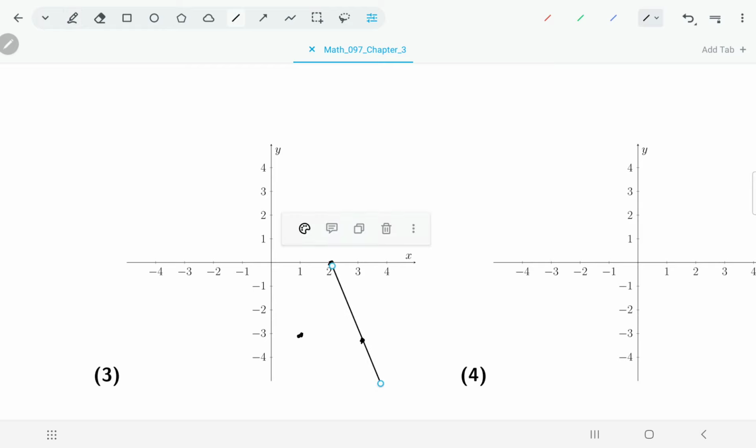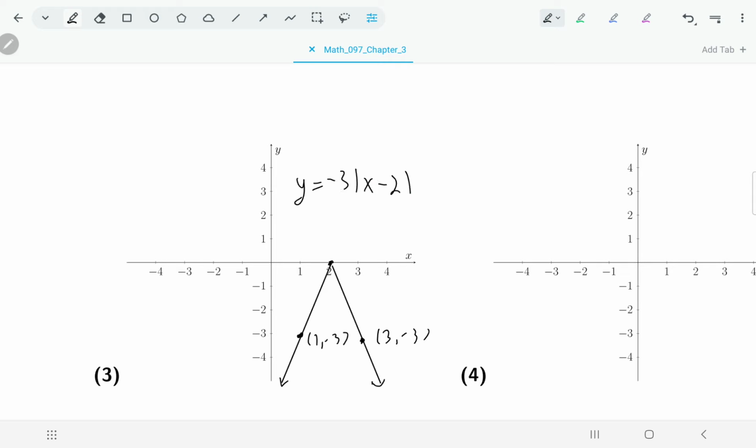And now we'll draw our function. And then we'll do our labeling. And as always, labeling our points. And then labeling our equation. So this is absolute value of x minus 2, all times -3.